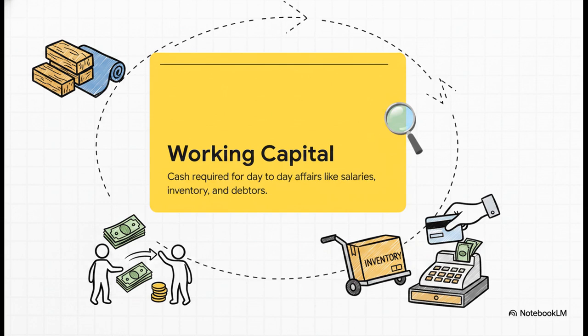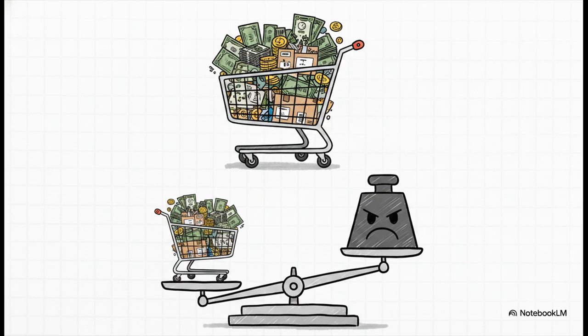Think of it like this. Fixed capital bought the giant manufacturing machine, but working capital pays the daily wage of the person who actually operates it. A healthy business has to strike a balance here. You don't want excessive cash just sitting idle, but you definitely don't want inadequate cash causing operations to grind to a halt. Now here are the vital formulas you absolutely need to memorize.